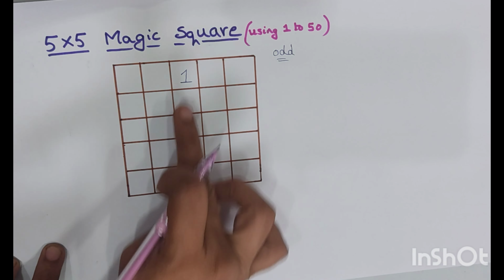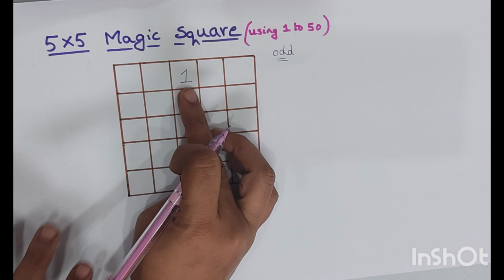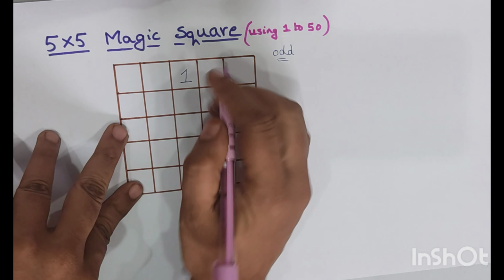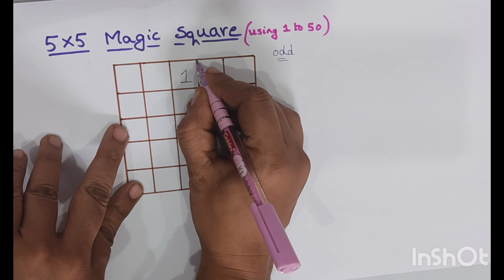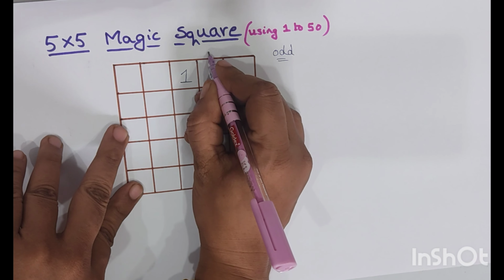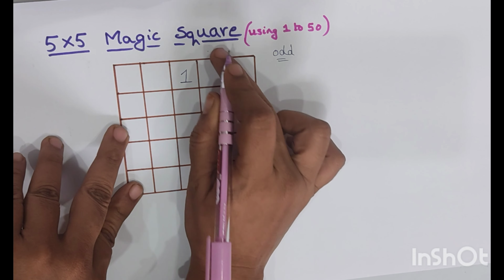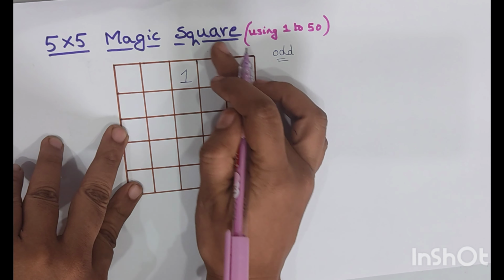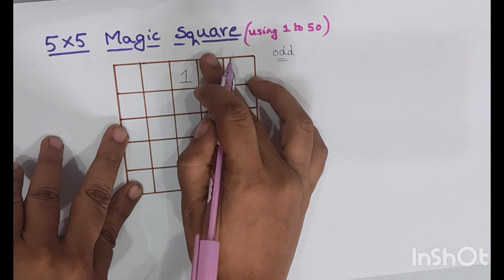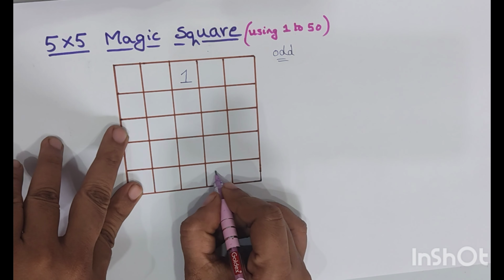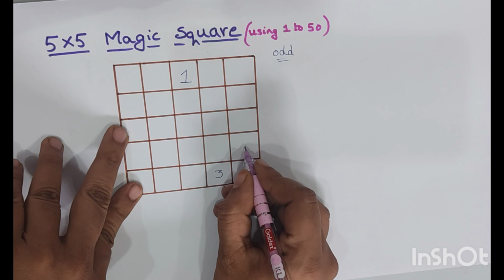First write the number 1 in the middle box of the first row, and then the next odd number, that is 3. So we have to write the 3 in the box that is diagonal to the number 1, but there is no box diagonal to the 1, so we have to write the next odd number in the extreme down of that position.